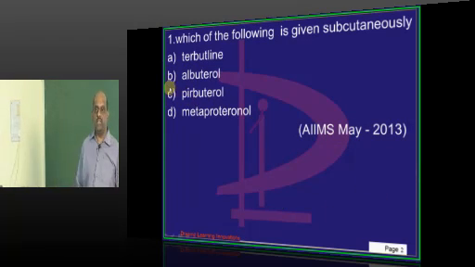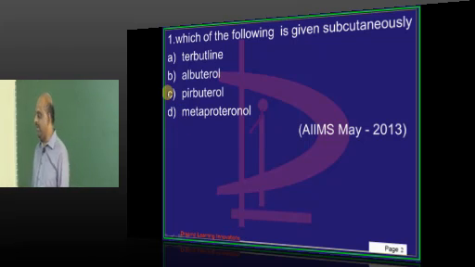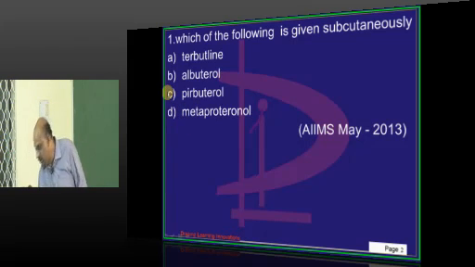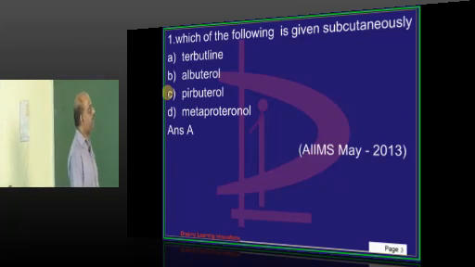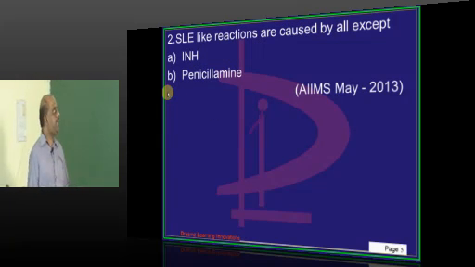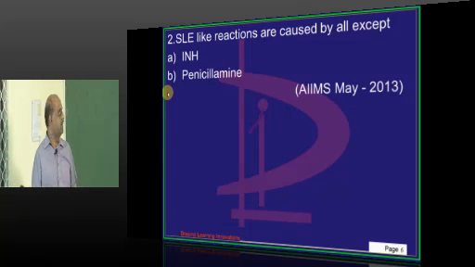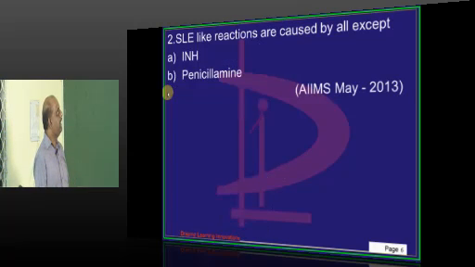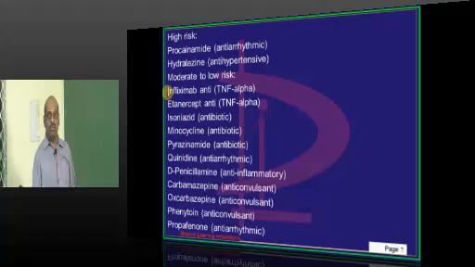Which is the drug which is given subcutaneously? I think a very easy question. Most of you know very well that it is terbutaline which is given subcutaneously. Where do you see SLE-like reactions? I say in both of them, INH and penicillamine, both can cause. I don't know what the other drugs given are.